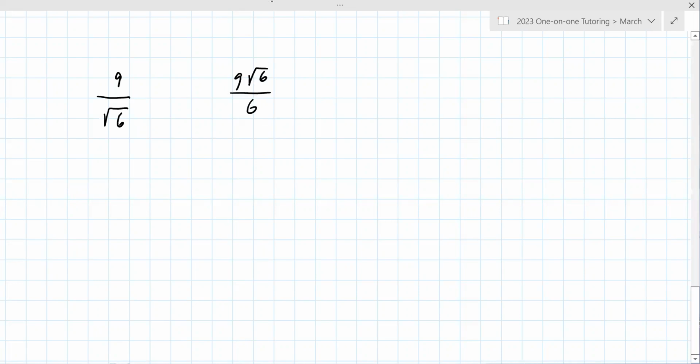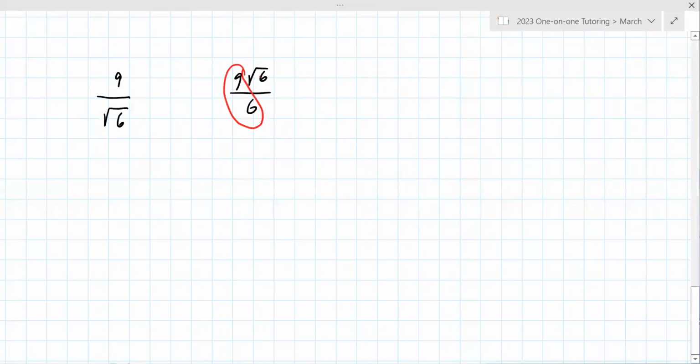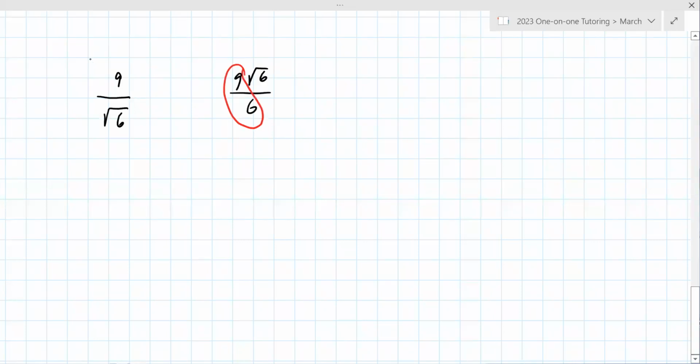Okay, very good. Now this one's a little bit different because you can't reduce it perfectly, but you can find a number that goes into both 9 and 6. They're both divisible by 3. So your final answer would be 3 over 2 square root of 6. Oh, okay. So you have to kind of keep going. It's like you never know when you're done, but you have to keep going, reduce fractions if you can, things like that. Okay.